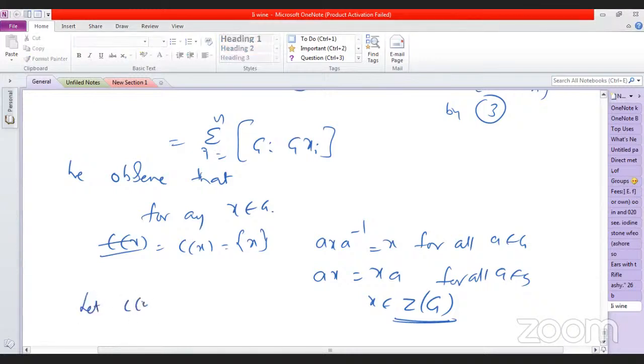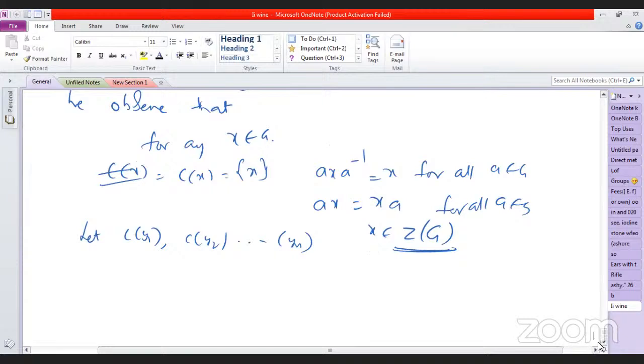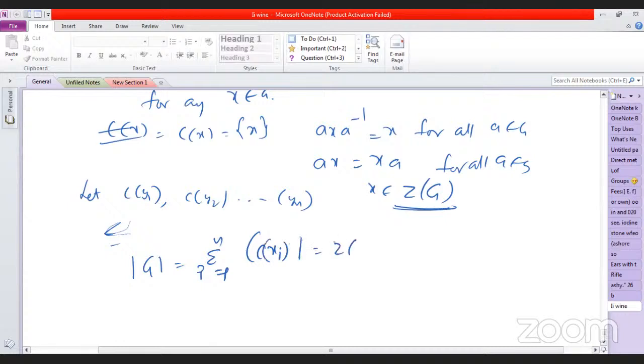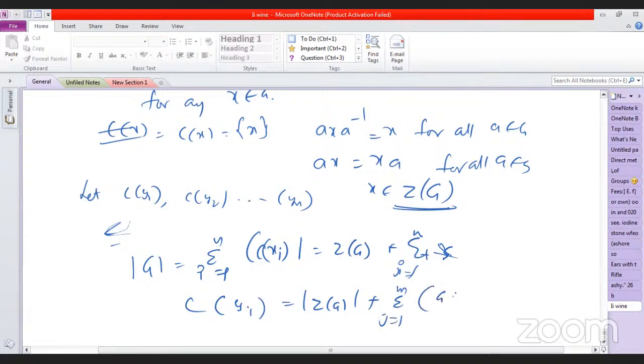So we have to take here C of y1, C of y2, and C of yn as all the distinct conjugacy classes with more than one element. From the third condition we know that, I am writing again: modulus of G is equal to summation over i equal to 1 of C of xi, which is equal to modulus of Z of G, plus summation over j equal to 1 of C of yj, which is equal to modulus of Z of G plus summation of m j equal to 1 of G of ny. We can write from the third condition.